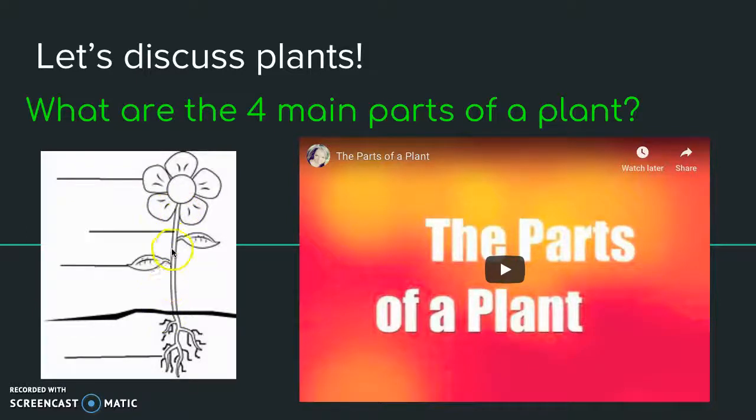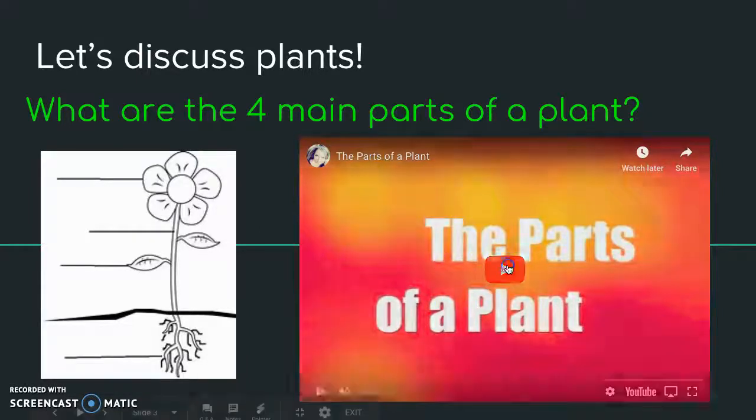Who can tell me what this part of the plant is? Yes, the stem. That is the stem. And what about these two? Those are leaves. And then finally, down here, these are the roots. I would like you to watch this video real quick, and then we will talk about what each part of the plant does.